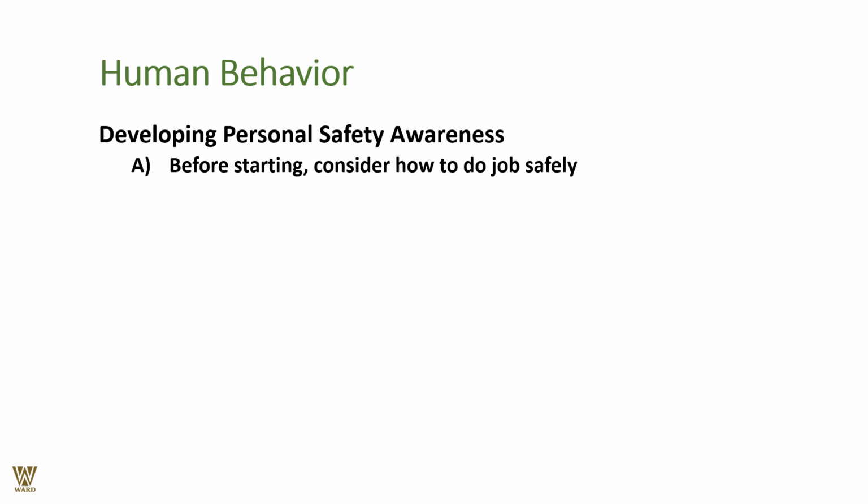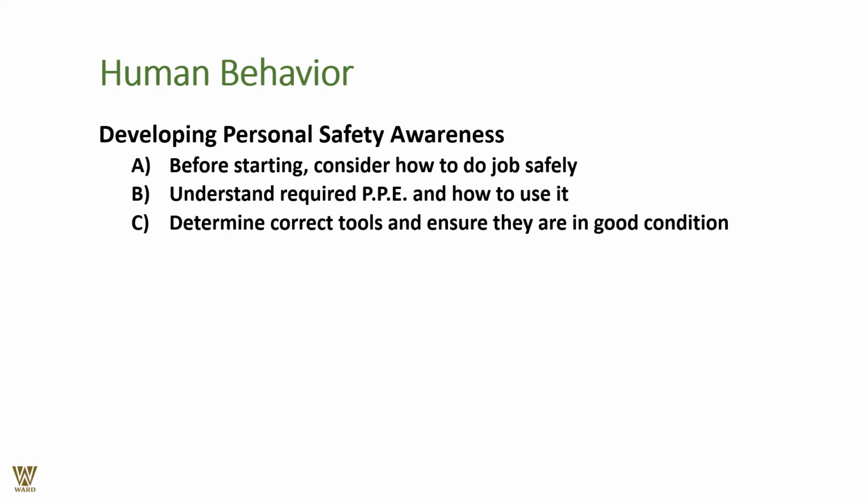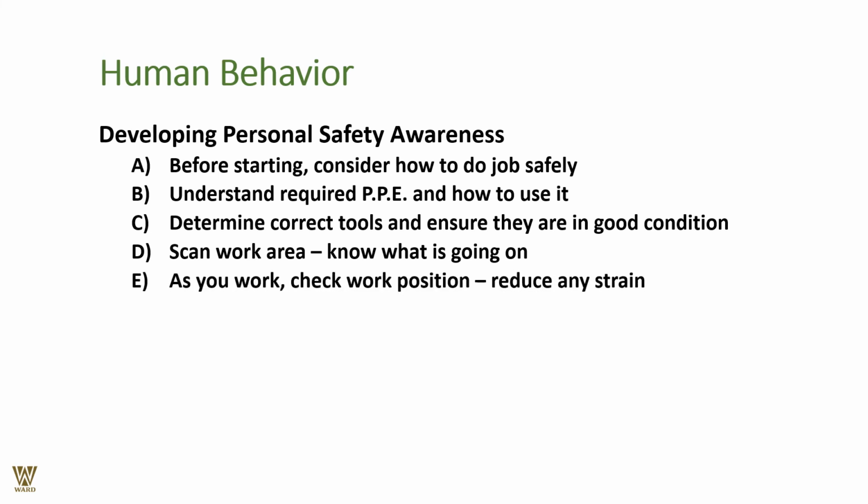Before starting, consider how to do a job safely, which is something that can be written down on their workspace altogether. Understand the requirement of personal protection equipment and why to use it and how to use it correctly. Determine the correct tools and ensure that they are in absolutely fine condition. Scan the work area, know what is going on. If you find certain things littering here and there, you need to do the right housekeeping. Scanning the work area will give you a correct idea about the availability of the equipment at what places. As you work, check your position. Reduce any strain as often as possible. Any unsafe act or condition should be corrected.